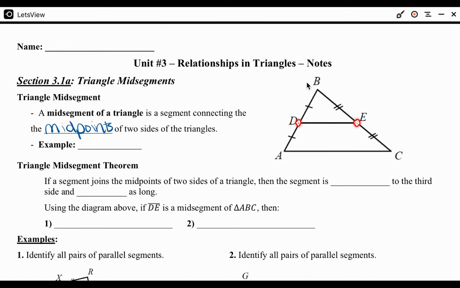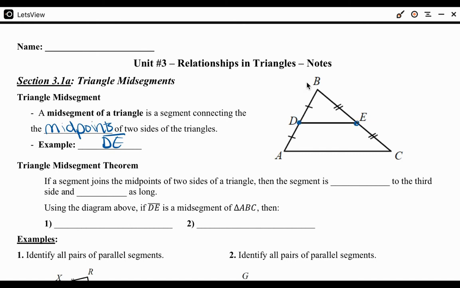D and E are midpoints of our triangle, and we know it's a midpoint because it cuts segment AB in half, and it cuts BC in half. So our midsegment would be DE. It's a segment, so make sure you draw your correct segment notation.